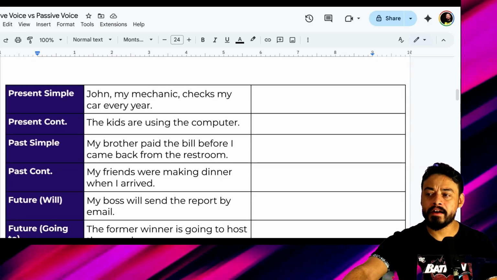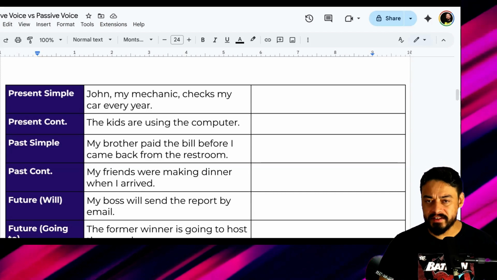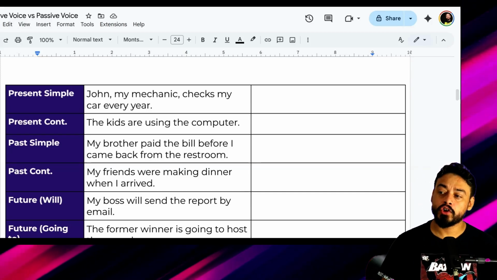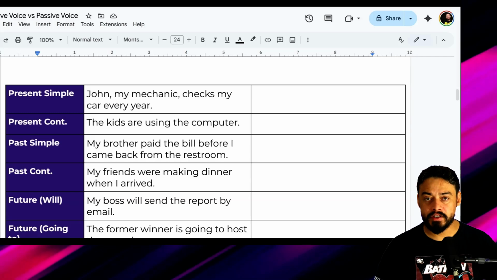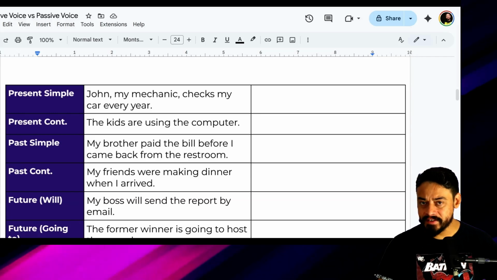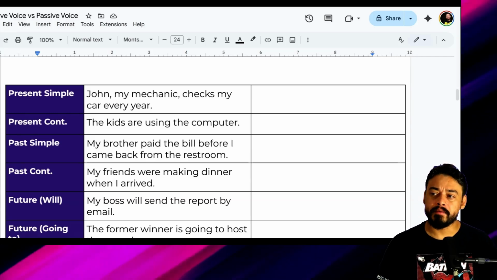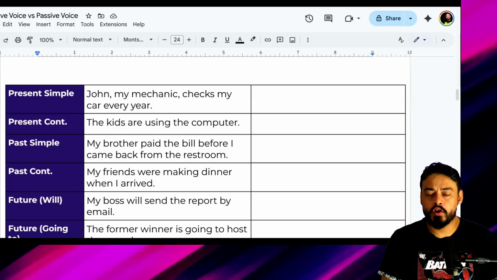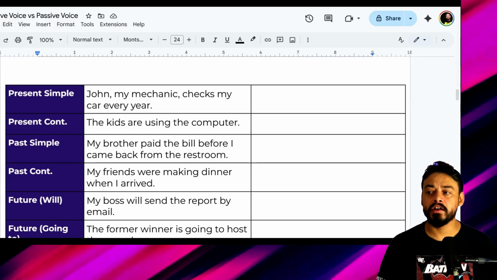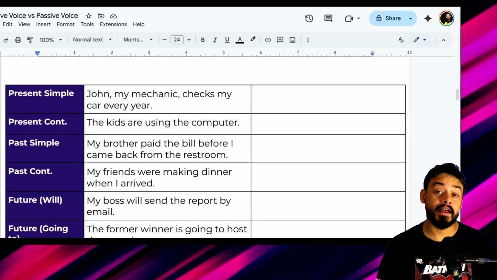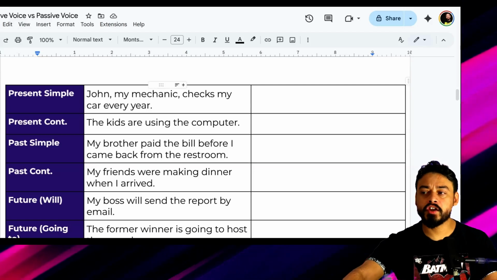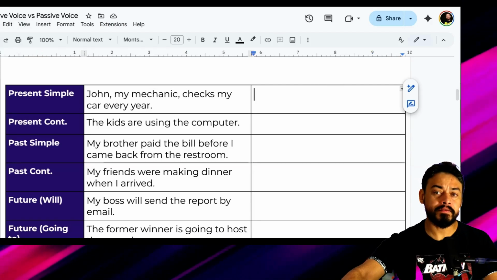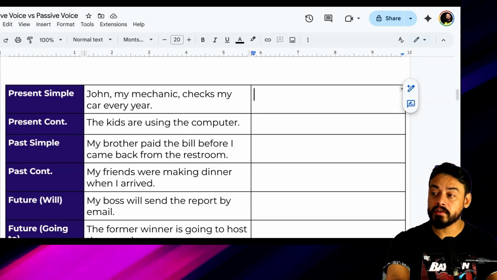Here I already have a sentence in the active voice. Look, John, my mechanic, checks my car every year. This is active voice because I'm using John. John is my main element here, right? Who checks my car every year? John. All right? Now, if I want to change that to passive voice, I could go like this.